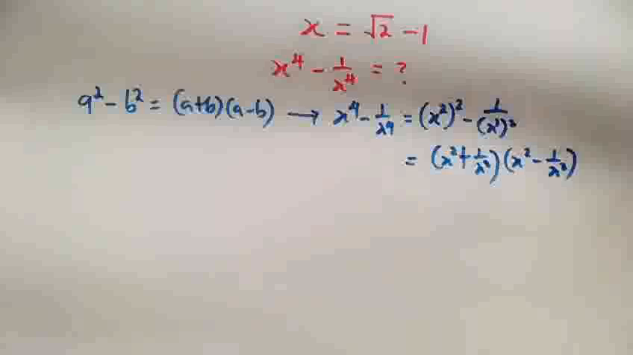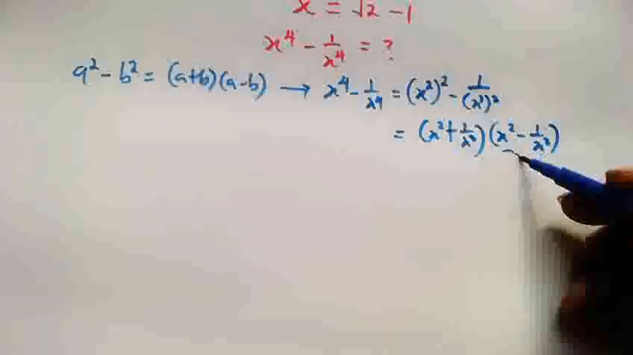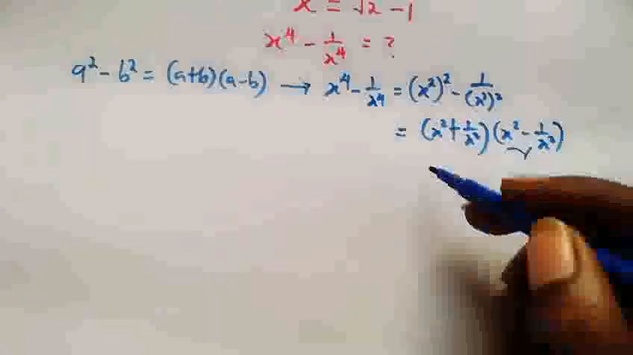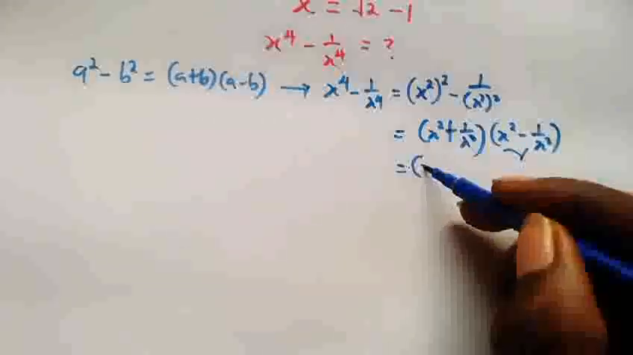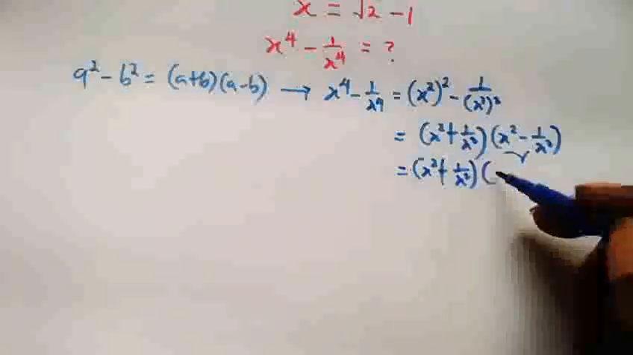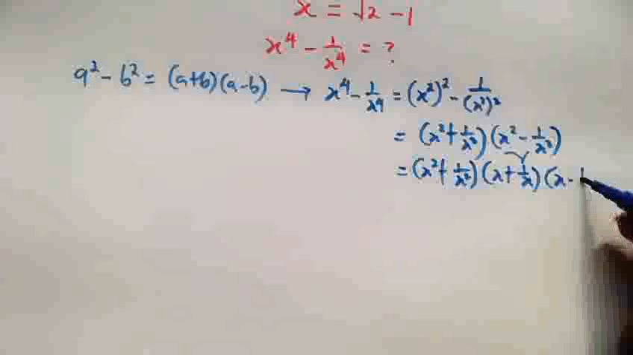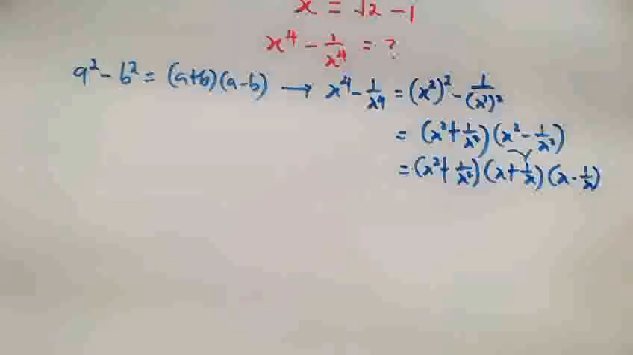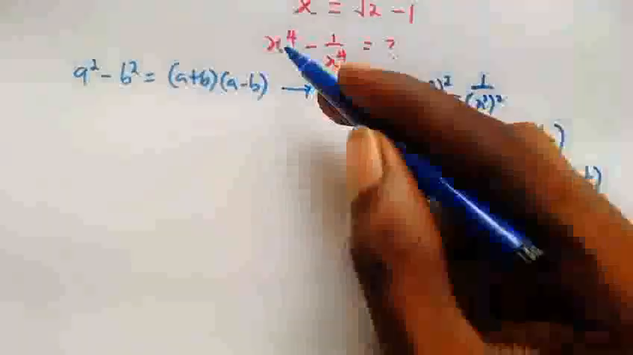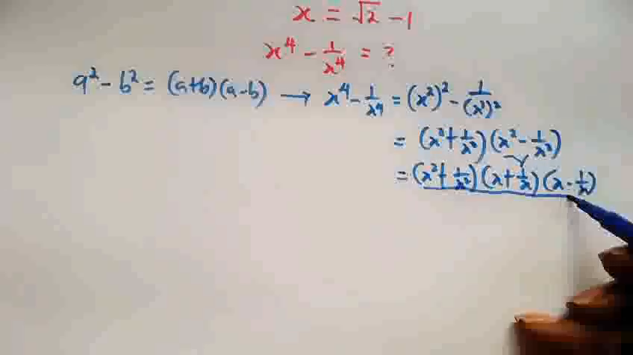Now we still need to express more on this part. So this is equal to x squared plus 1 all over x squared, and x plus 1 over x times x minus 1 all over x, close bracket. So evaluating x raised to power 4 minus 1 all over x raised to power 4 is the same as evaluating this expression here.